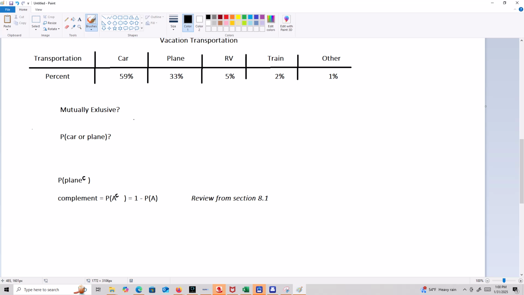So these are mutually exclusive events, so we can compound them fairly easily. The probability of car or plane would simply be 59% plus 33%. Super, super easy.